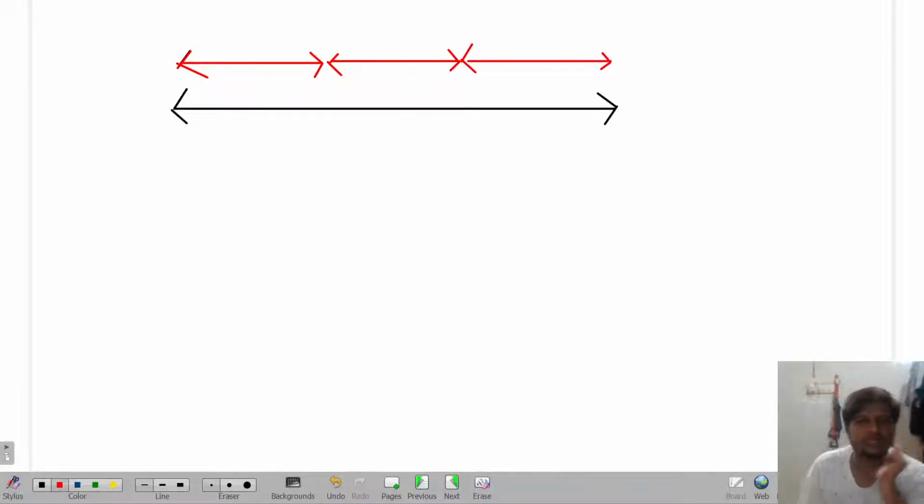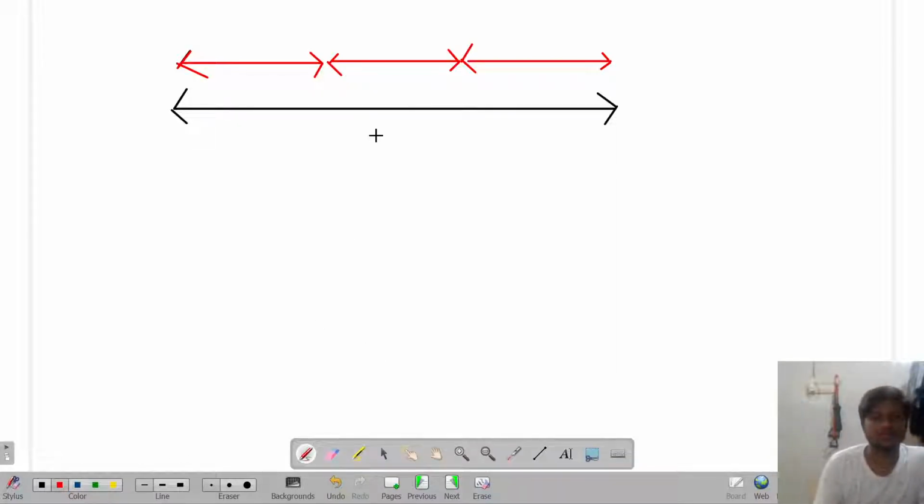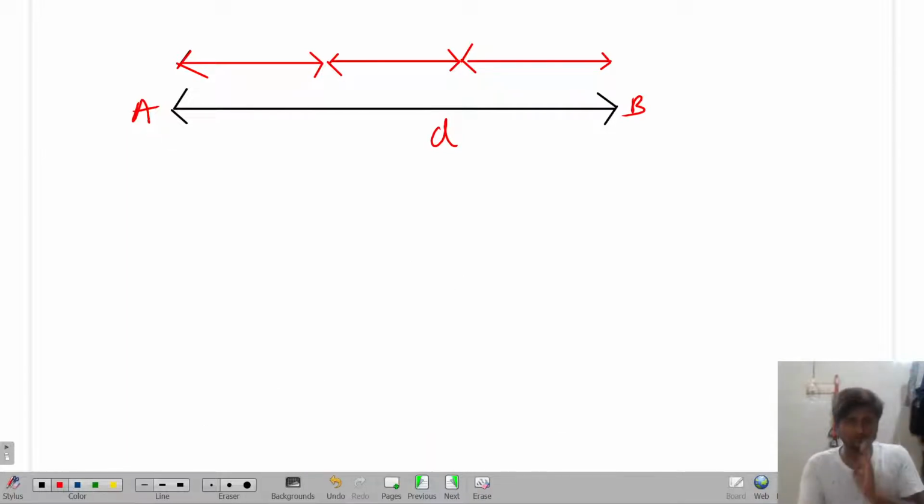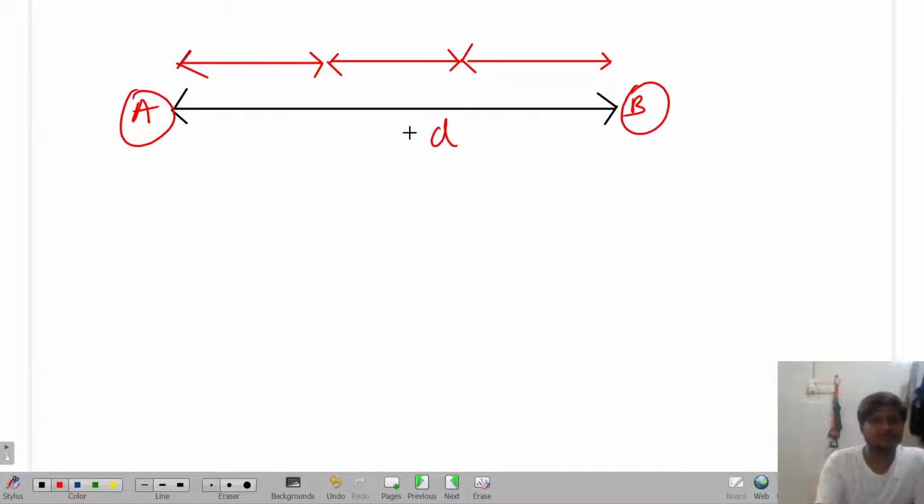Let's suppose initially the total distance between two points A and B is D. I have one point A and another point B. Between this point A and B, the distance gap is D. Now I can divide this total distance into three smaller distances: D1, D2, and D3. Now when I'm considering D1, D2, and D3, what can happen?